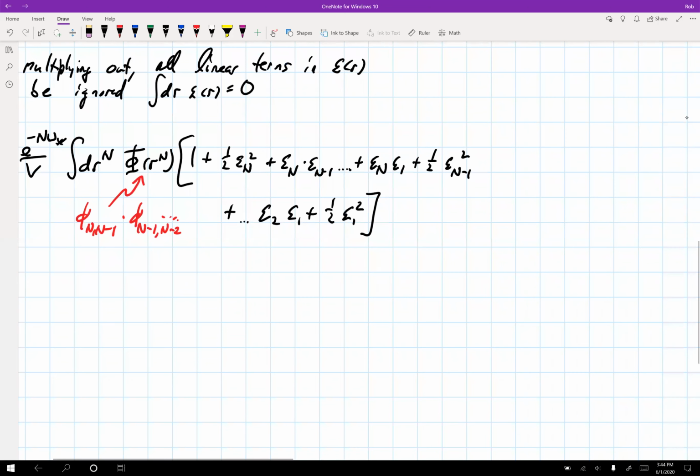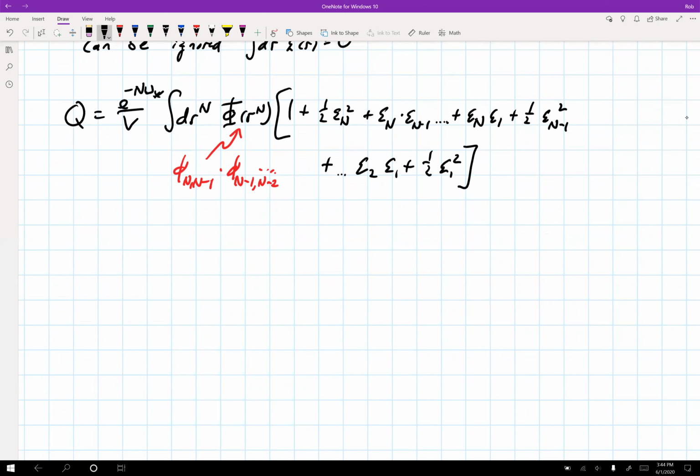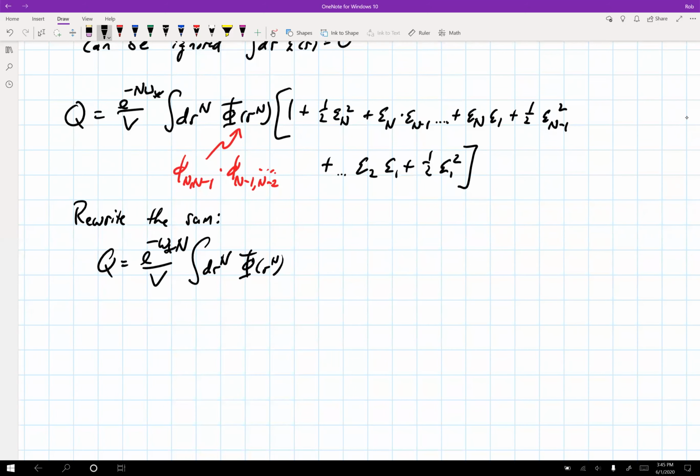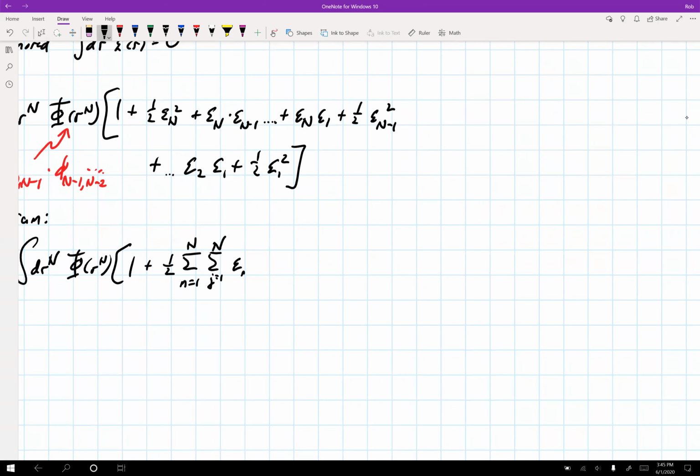And so we can rewrite this whole giant messy sum more compactly. So we have Q is e to the minus w star n over v, integral dr to the n, phi of r to the n. And then we have 1 from our prefactor of 1, and then the way that we're going to rewrite this is 1/2 sum, using here m and j, m equals 1 to n, and sum j equals 1 to n. And I'll talk about this choice here in a moment. em, ej.